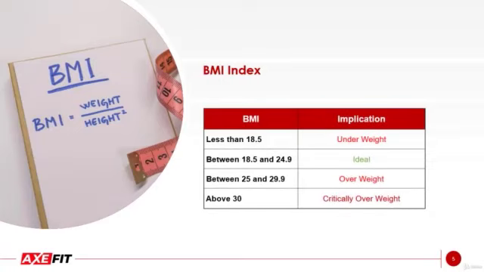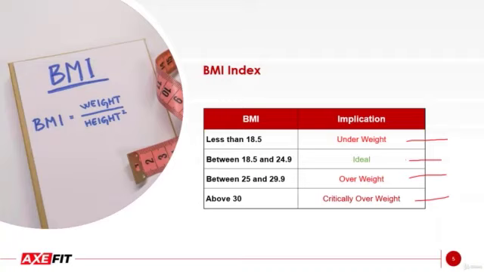So if your BMI is less than 18.5, it implies that you are probably underweight. If it is between 18.5 and 24.9, it represents that you have an ideal BMI. If your BMI is between 25 and 29.9, it implies that you are overweight. However, if your BMI is above 30, it implies that you might be critically overweight.